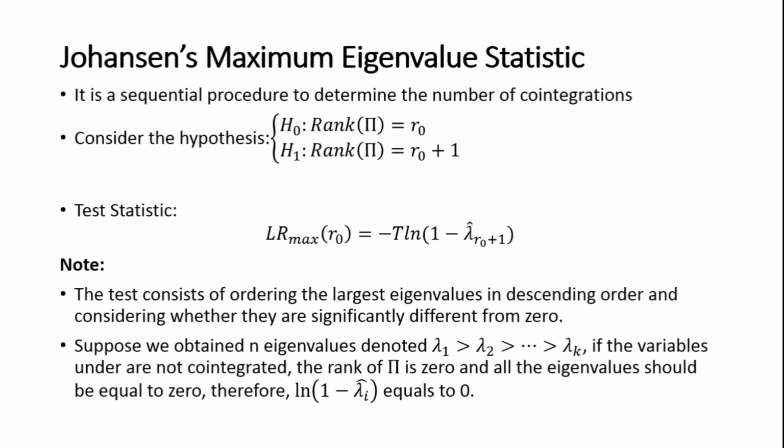Suppose we obtain eigenvalues noted lambda 1 to lambda k. If the variables under study are not cointegrated, the rank of Π is 0 and all the eigenvalues should be equal to 0. Therefore, the logarithm of 1 minus lambda i is equal to 0.